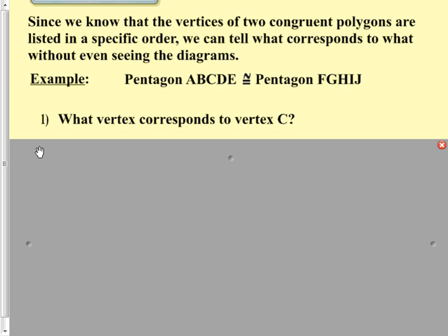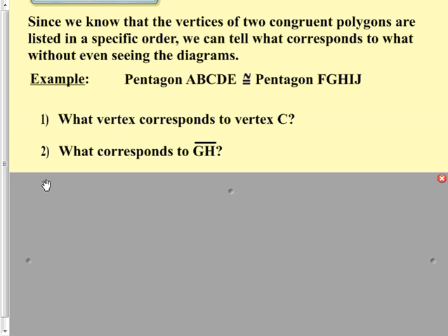What vertex would correspond to vertex C? Well, have a look at the problem. Obviously, vertex C is in the pentagon on the left. So what do you think that would correspond to in the pentagon on the right? Which of the 5 vertices? Vertex C should correspond to vertex H. And the reason that we know this is because vertex C is listed 3rd in the order of the pentagon's vertices. Okay, so it should correspond to whatever else is listed 3rd, should be vertex H.